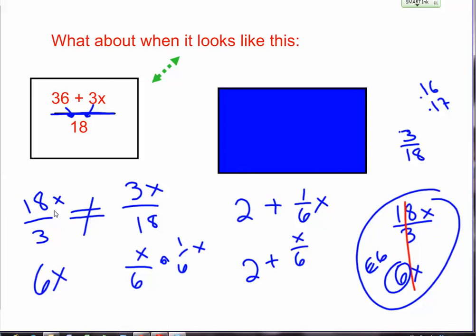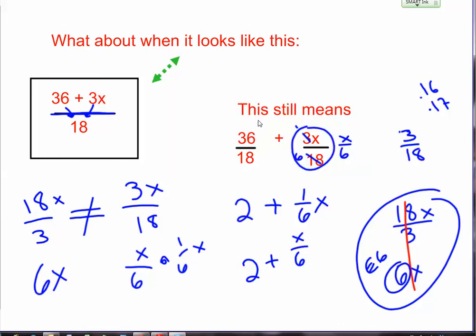And I was just trying to show you that these are not the same. I cannot flip it upside down and get the same answer. 18x divided by 3 is 6x. 3x divided by 18 is x over 6, or a sixth of x. And then I was just trying to get you to see here that this still means 36 divided by 18 and 3x divided by 18. Same thing.